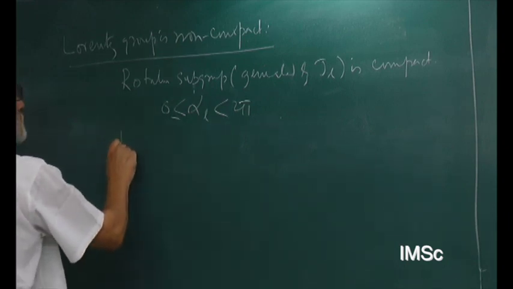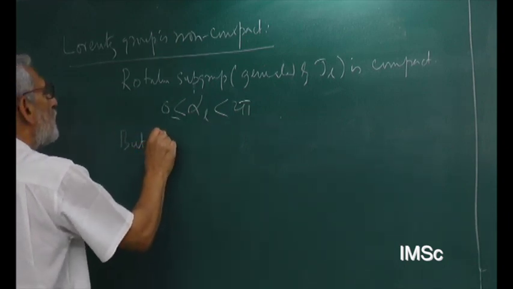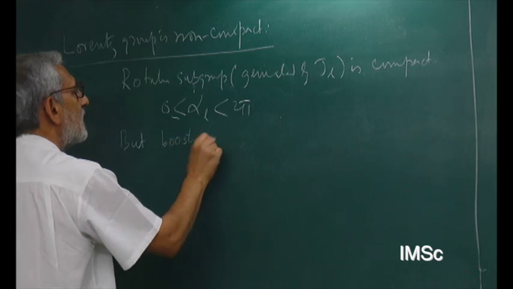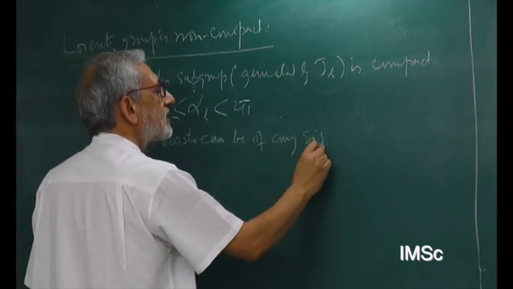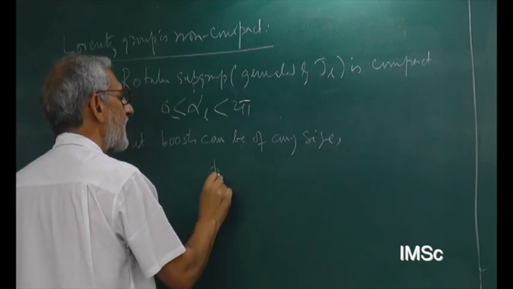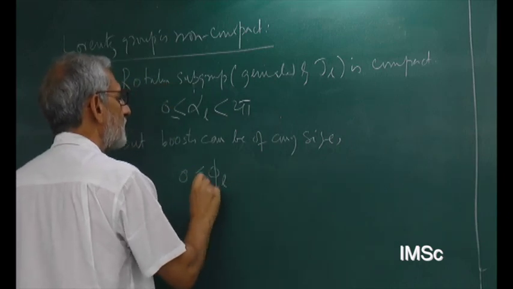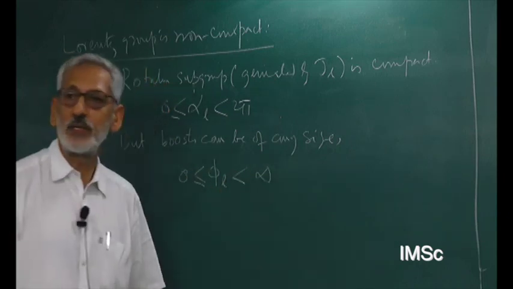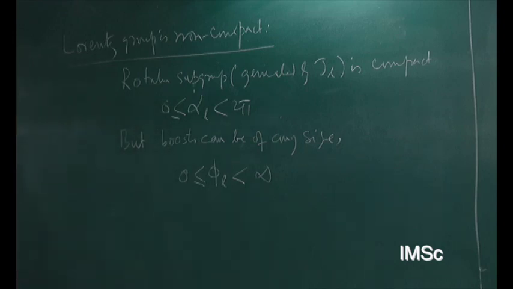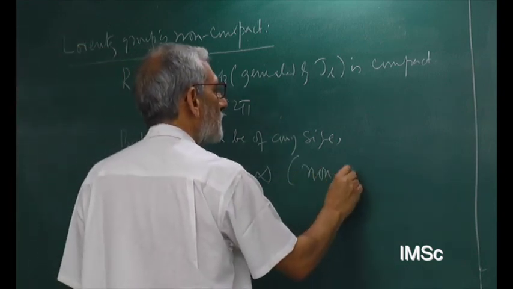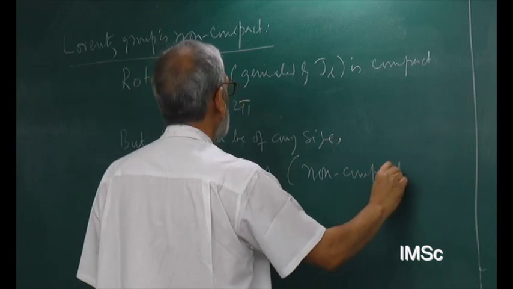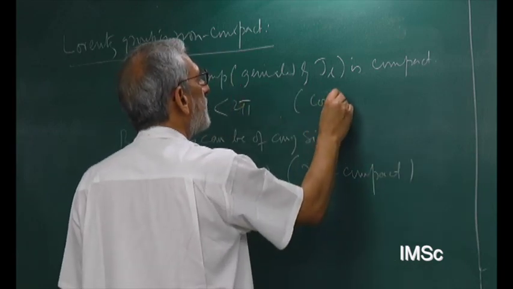But boosts can be of any size, which means phi L's have a range from 0 to infinity. You can make a boost of any size. So that's what makes it non-compact. So this is compact.